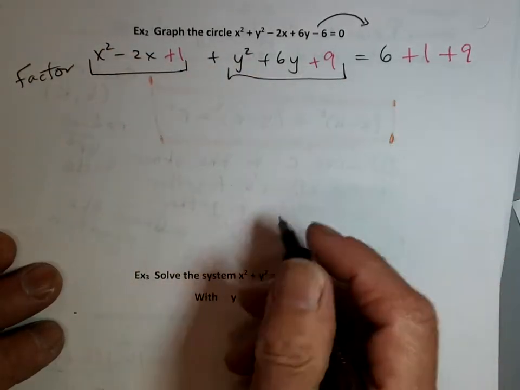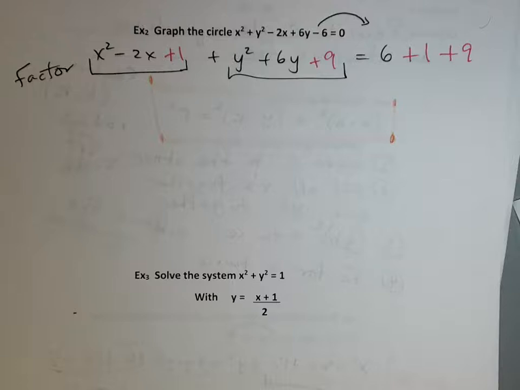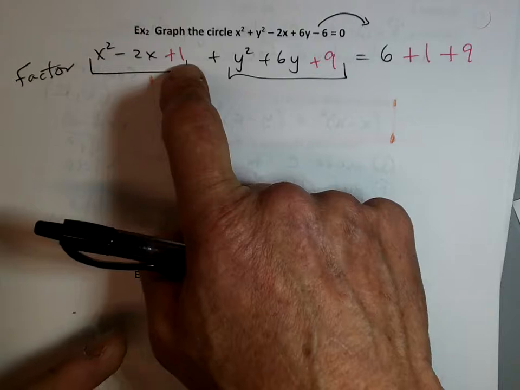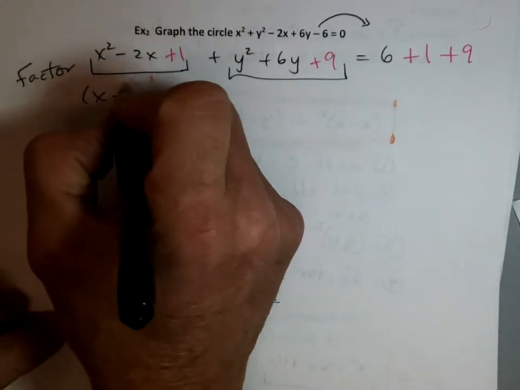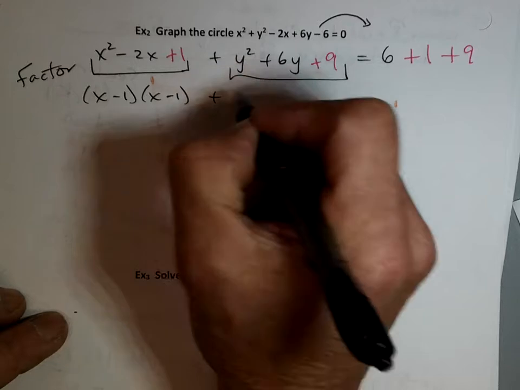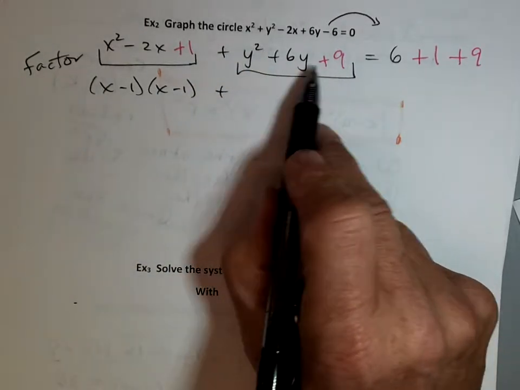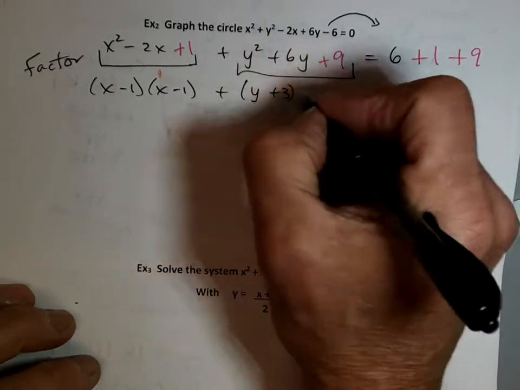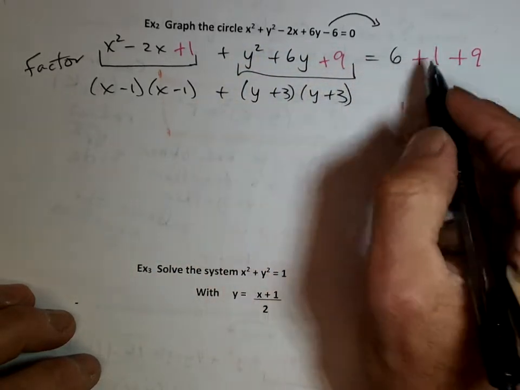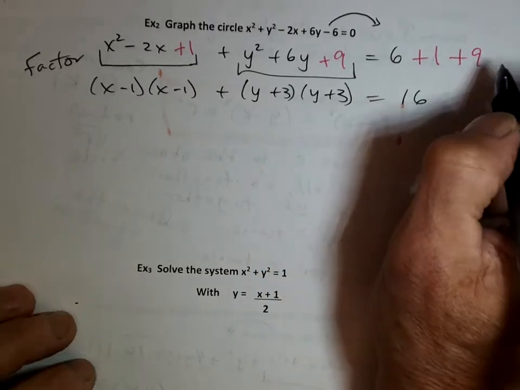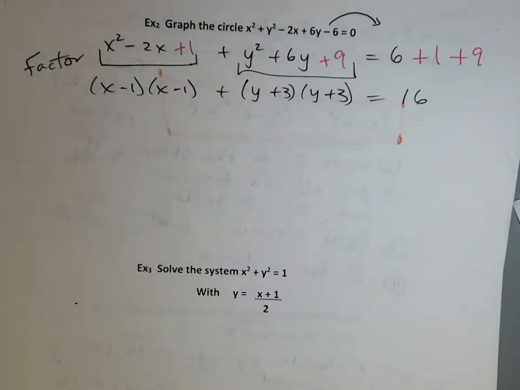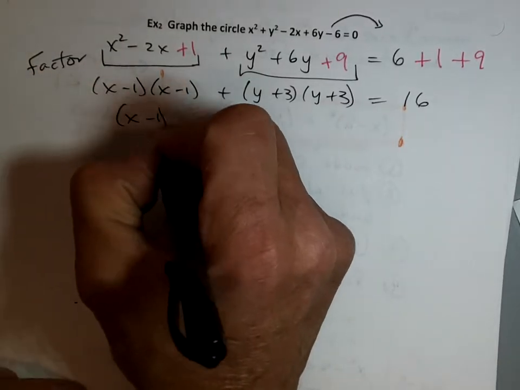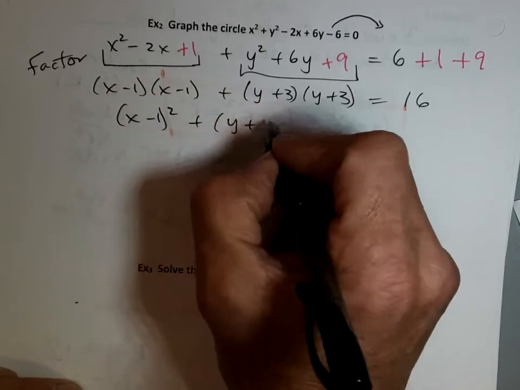I can factor that trinomial. Multiples of 1, that's easy, 1 and 1, but how about -1, -1, right? So let's factor this into x minus 1, x minus 1. Multiples of 9, how about 3 and 3? Because 3 and 3 makes 6, right? So let's rewrite this as y plus 3, y plus 3, and if I add these over here, I get 16. It's not too bad. Okay, I can rewrite this as x minus 1 squared plus y plus 3 squared equals 16, right?